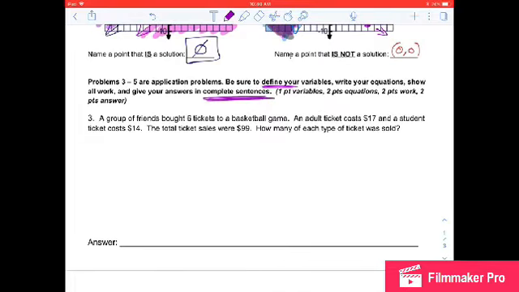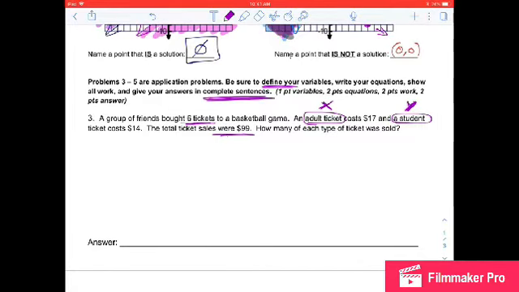So number 3 says a group of friends bought 6 tickets to a basketball game. An adult ticket costs $17. So there's my first one. I'm going to put X for adult, costs $17. And a student ticket, I'm going to call Y, costs $14. Okay, so already I've done the first part, which is define your variables, X and Y. The total cost was $99.